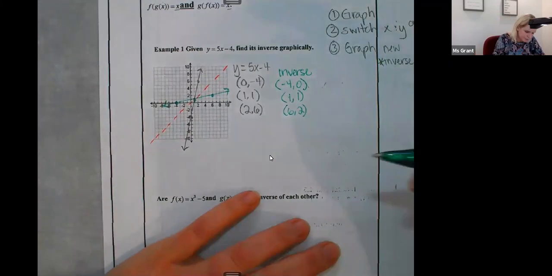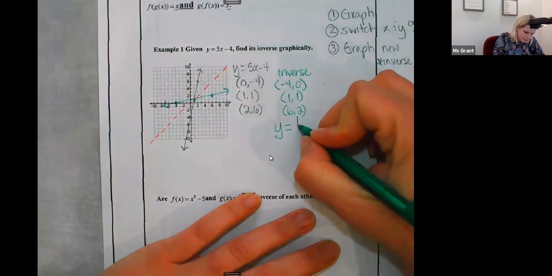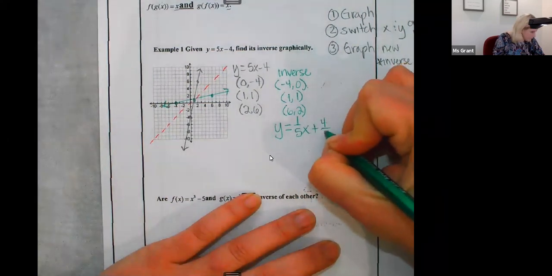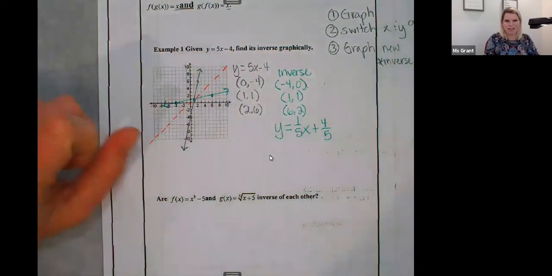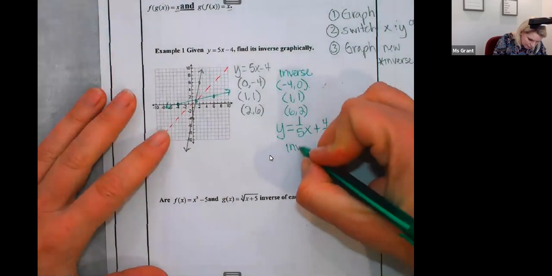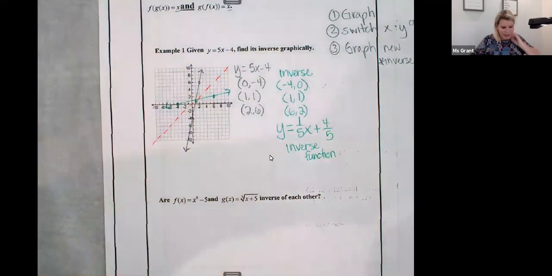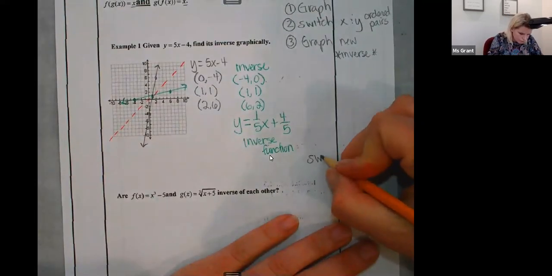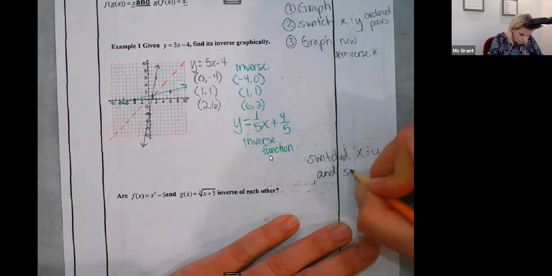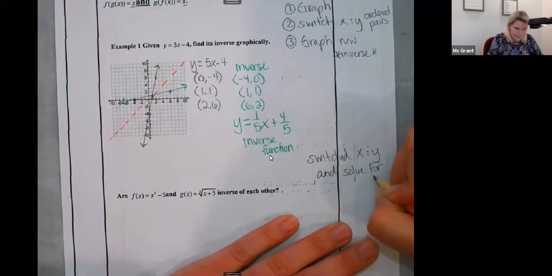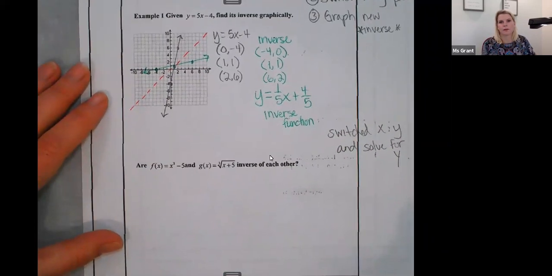Just in case you were wondering, the equation for the inverse is 1/5 x plus 4/5. And you're probably wondering, how did she know that? I'll tell you. I knew that because I switched the x and the y values and solved for y. And I'm going to model that in the next problem.